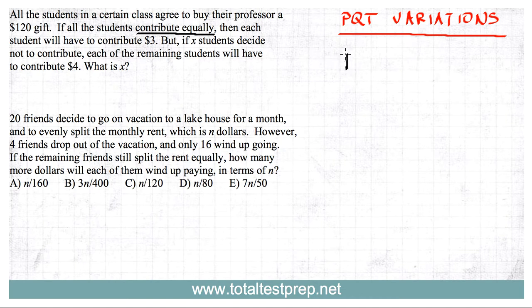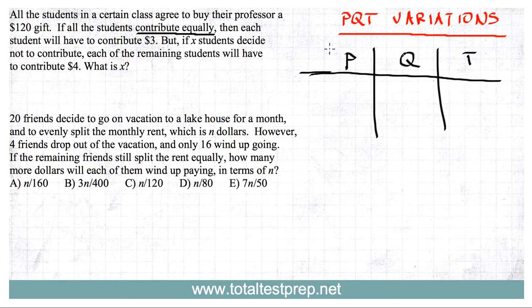And the way we'll do that is, first we'll set up the table. So we have PQT, price, quantity, total, and I'll make a couple of rows. Originally, what we have is all the students. So all the students agree to buy their professor a $120 gift. The total is $120. All of the students contribute equally. Then each student will have to contribute $3. The $3 is what we put in the price. That's the unit price. It's in fact the share per person.